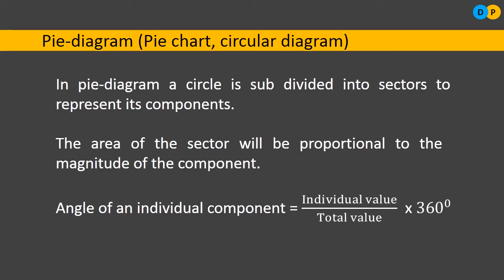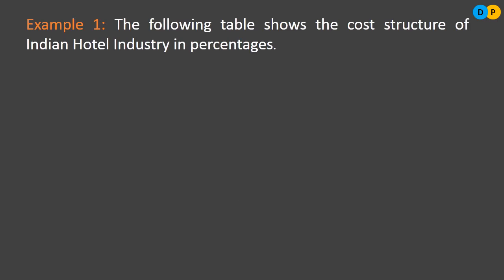So how do we find that? There is a formula. The angle of an individual component or variable is equal to the individual value divided by the total value, multiplied by 360. Why 360? Because a circle has 360 degrees. That's why we multiply by 360. Once again, the angle of an individual component is equal to the individual value divided by the total value into 360. Now let us take up the first example.